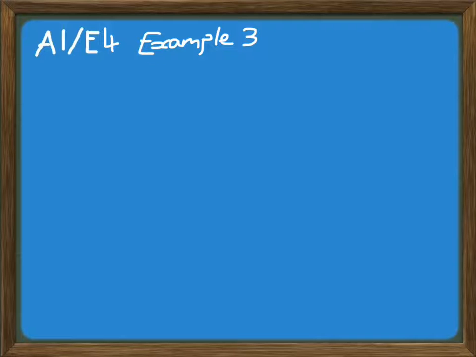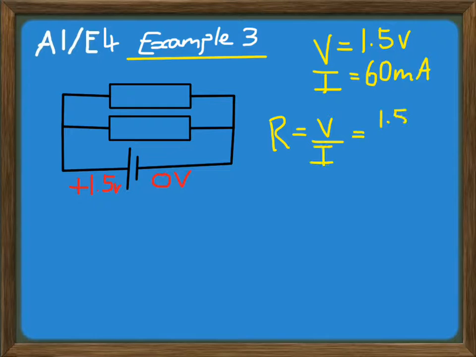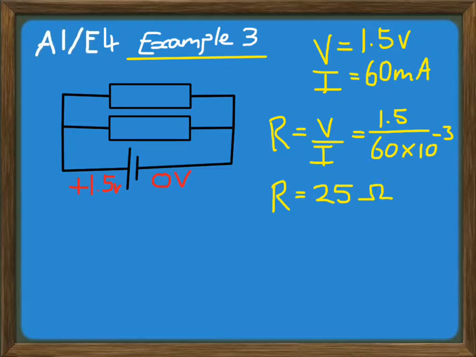In example 3, we are going to see two resistors that are in parallel. If we take the current flowing out of the battery, out of the cell, to equal 60 milliamps, and the voltage across the component is still 1.5 volts, we see that for this instance the resistance, which is equal to V over I, 1.5 volts divided by 60 times 10 to the minus 3, gives us a total resistance of 25 ohms. This is less than the individual resistors' resistance.